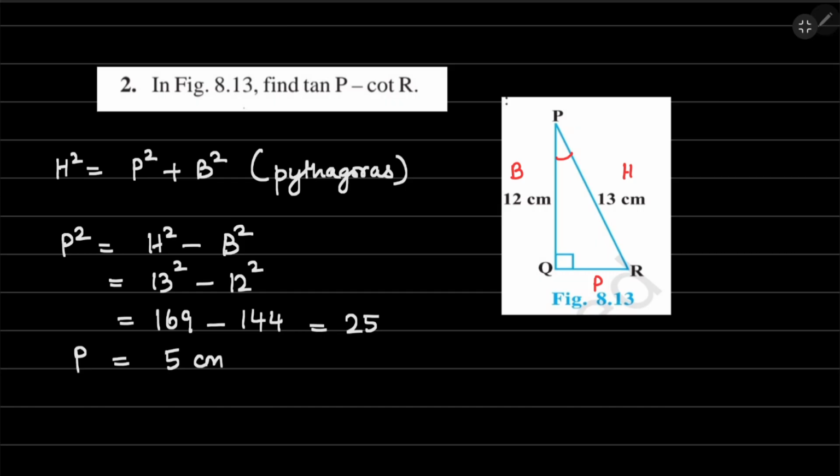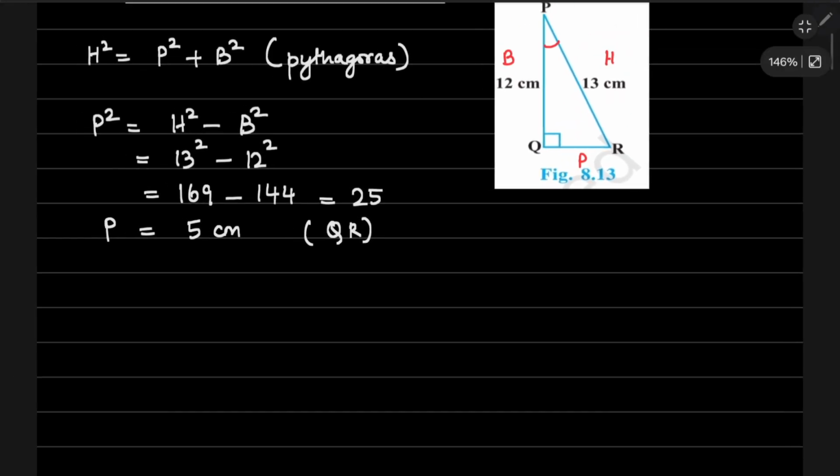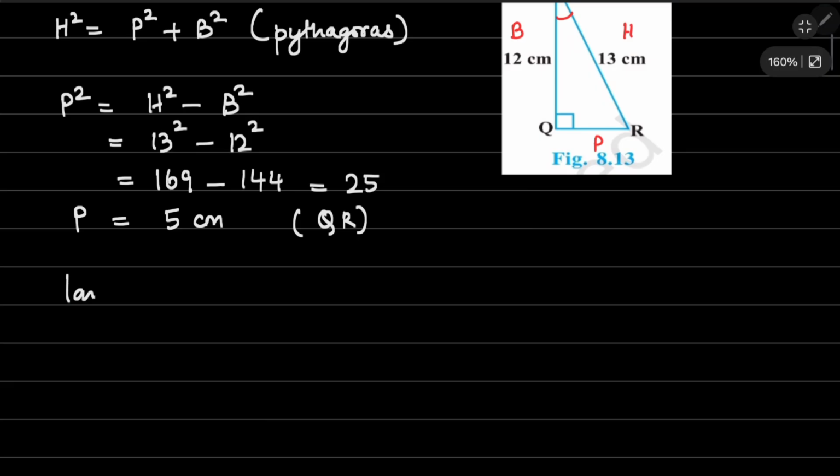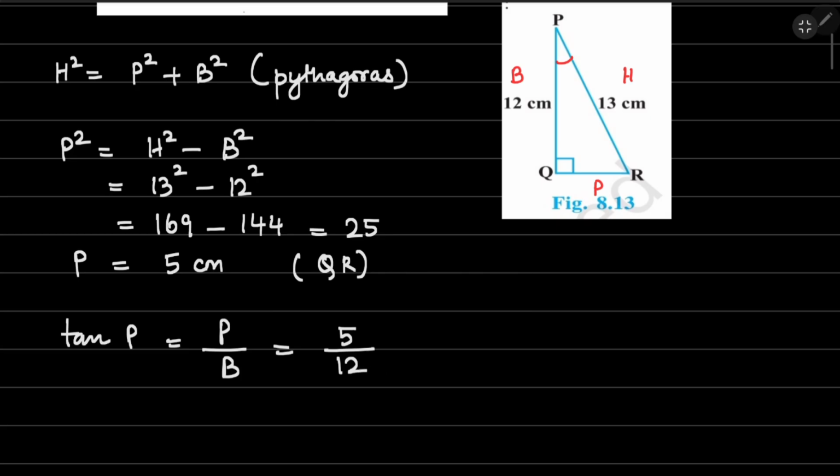Okay. So this is equal to QR. So QR is nothing but 5 centimeters. Now let us calculate. So we have placed our reference angle at P. So tan P we can calculate. What is tan P? It's nothing but perpendicular by base. What is our perpendicular? It is 5. What is our base? 12. Right? So this is QR divided by base, which is PQ. Okay. So 5 by 12 is the answer for tan P.